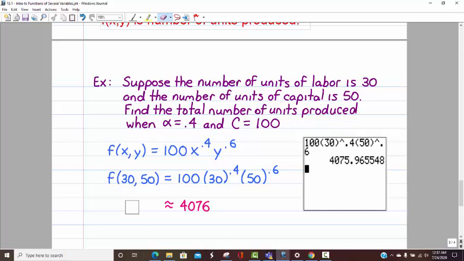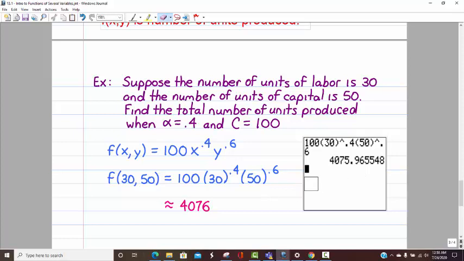I mean, if I ever put this on a quiz or an exam, not only would I give the formula, I would also define which one's x and which one's y, like I did on the last page. You wouldn't be expected to know that. So really, this is just an exercise in, can you put the right number in the right spot and use your calculator properly?